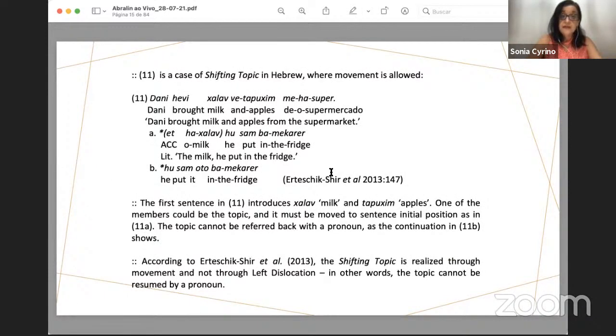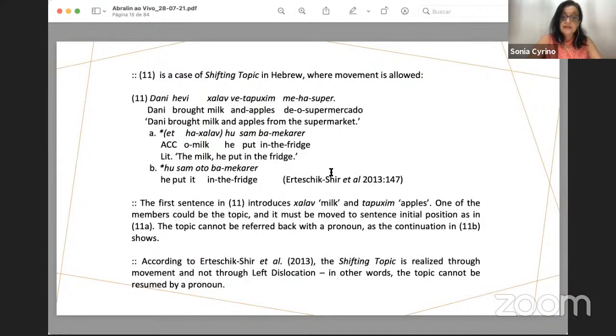Now, in the case of shifting topic in Hebrew, there would be movement. So the example is here. Danny brought milk and apples from the supermarket. You cannot say the milk he put it in the fridge. You have to say the milk he put in the fridge. You cannot include the pronoun. You cannot say he put it in the fridge, right?